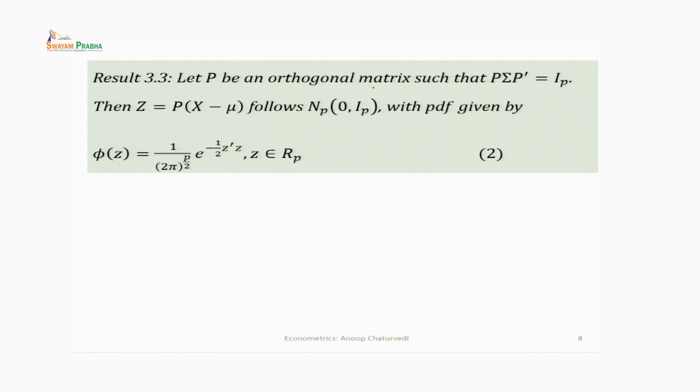Now, suppose P is an orthogonal matrix such that P sigma P transpose is an identity matrix, and we define Z equal to P(x minus mu). Then Z follows a p-variate normal distribution having mean vector 0 and variance covariance matrix I_p.